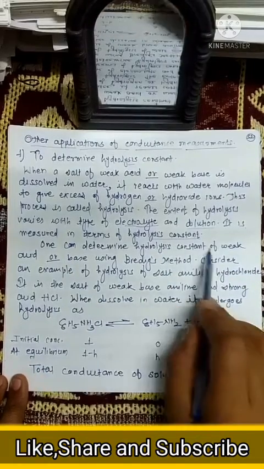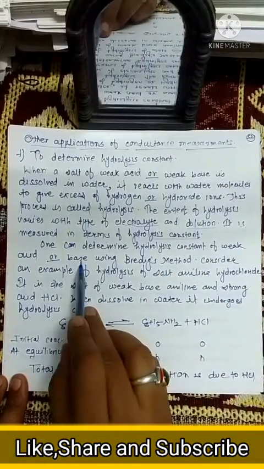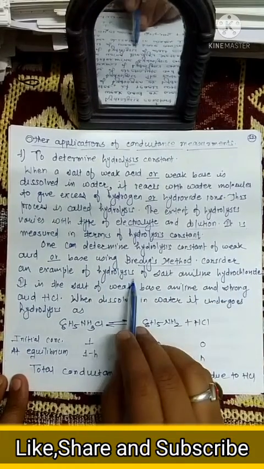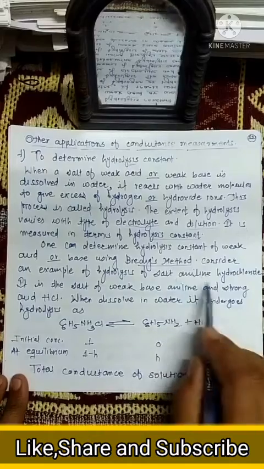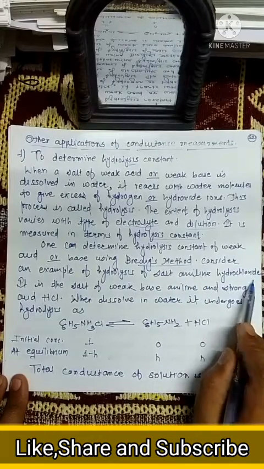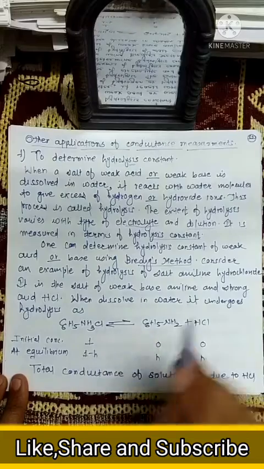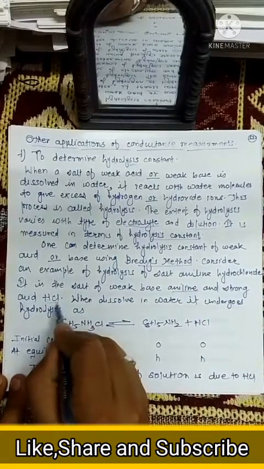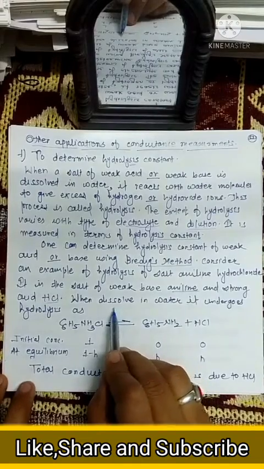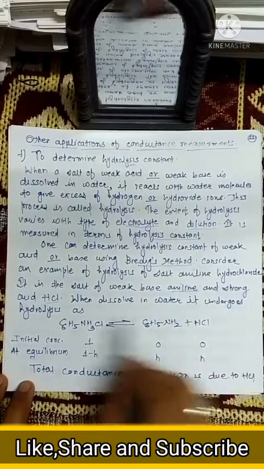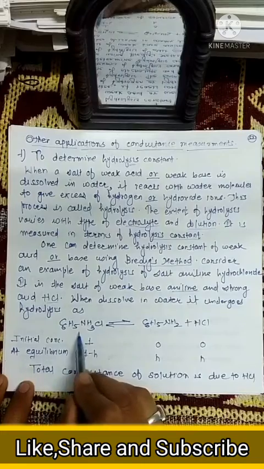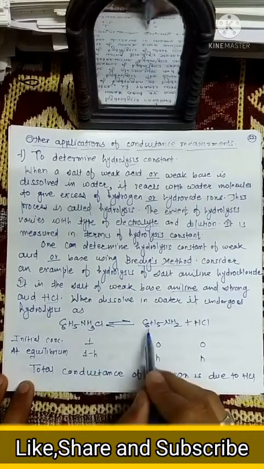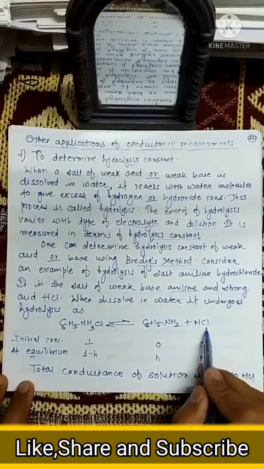One can determine the hydrolysis constant of a weak acid or a base using Bredig's method. Consider an example of hydrolysis of the salt aniline hydrochloride. It is the salt of a weak base, aniline, and a strong acid, HCl. When dissolved in water, it undergoes hydrolysis as shown by this reaction. This is aniline hydrochloride. It dissociates as aniline plus HCl.